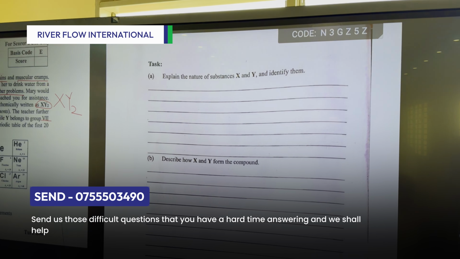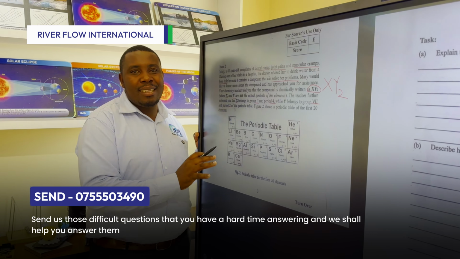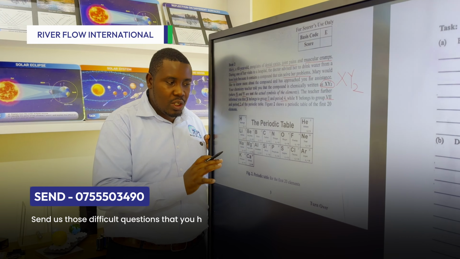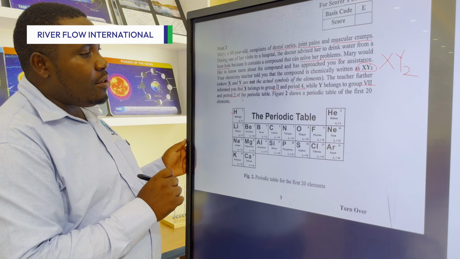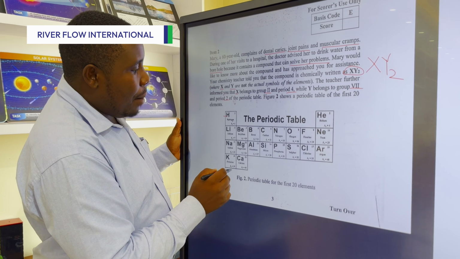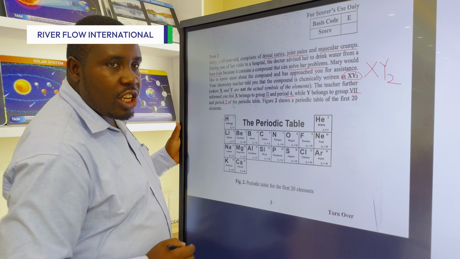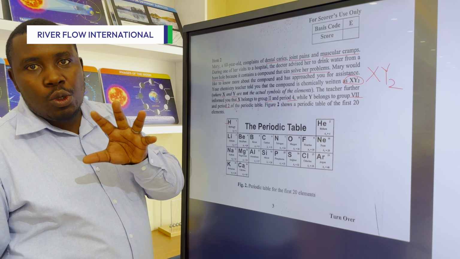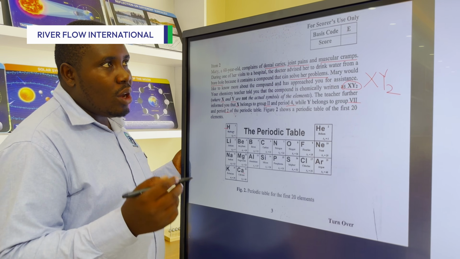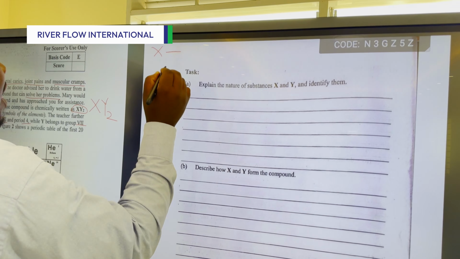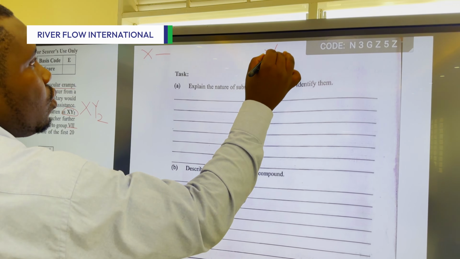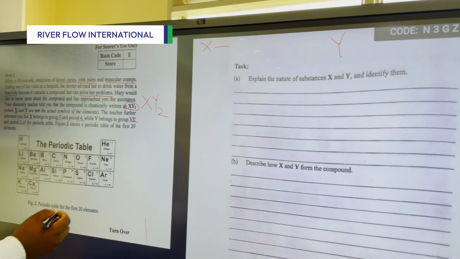Now we have started the chemistry. So we have a sample of a periodic table here, as you can see. It starts from hydrogen and it even goes up to argon. But the first 20 elements go up to calcium. So what was the description so that we identify them? We want to know what is X and then what is Y. Let's start.